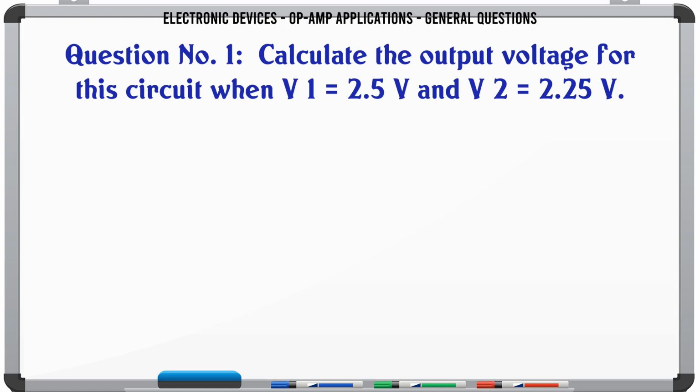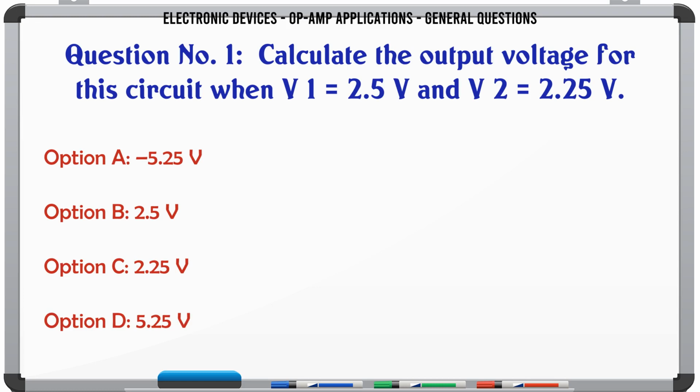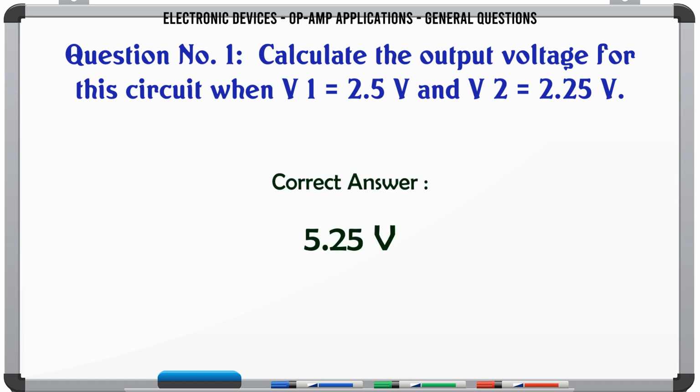Calculate the output voltage for this circuit when V1 = 2.5 V and V2 = 2.25 V. A: 5.25 V. B: 2.5 V. C: 2.25 V. D: 5.25 V. The correct answer is 5.25 V.